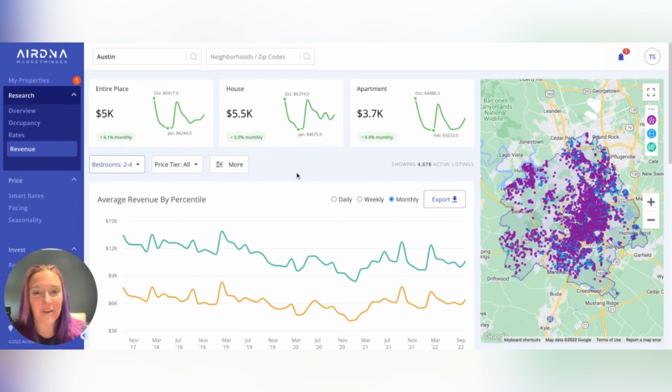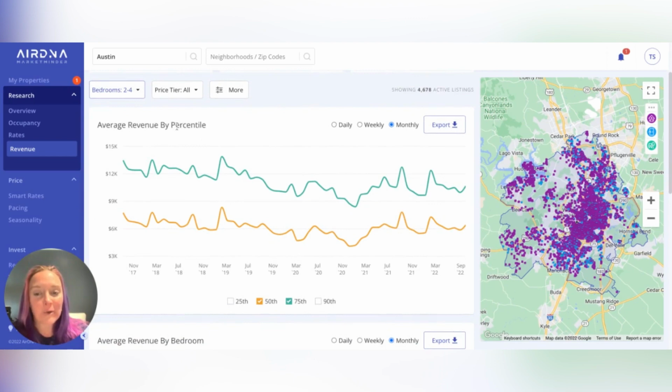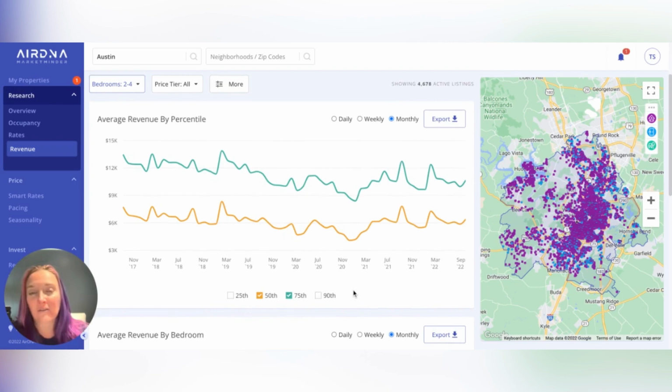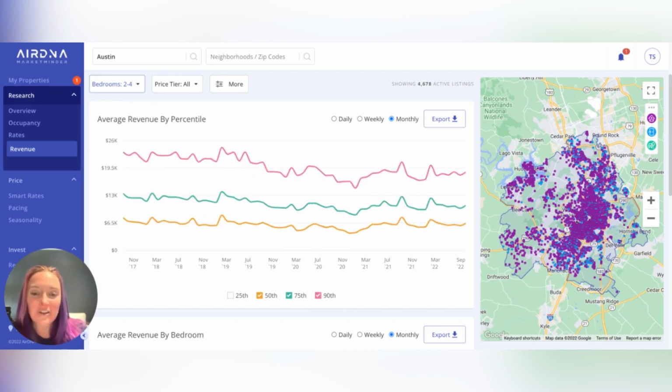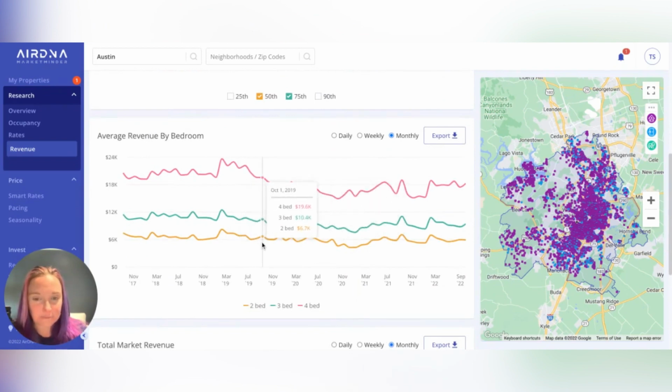And real quick, what we're looking at on the revenue page is the average revenue by percentile. We automatically filter it to the 50th and 75th percentile because that's where most homes fall. So you can see what you're doing against the market, or if you have a super awesome property that just crushes it in your market and you're in that top 10% of properties, you can turn on this 90th percentile filter.